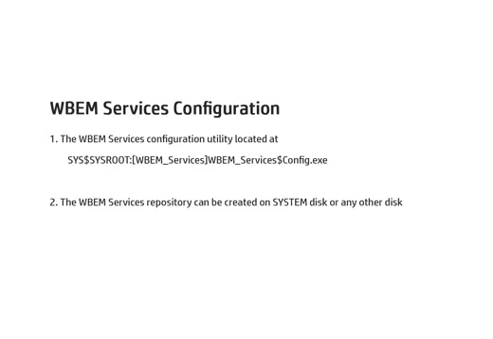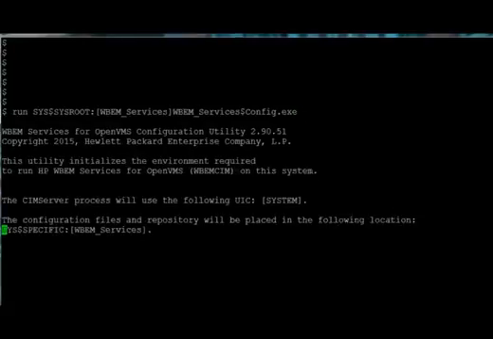To configure WBEM services, I have to execute the WBEM services configuration utility. The utility is located at SYS$SYSROOT WBEM services directory. This utility provides the user an option to create the repository on the system disk or any other non-system disk. Now I am executing the WBEM services configuration utility.